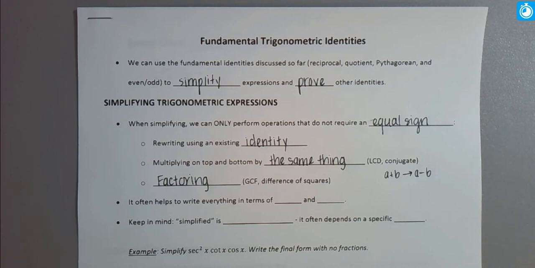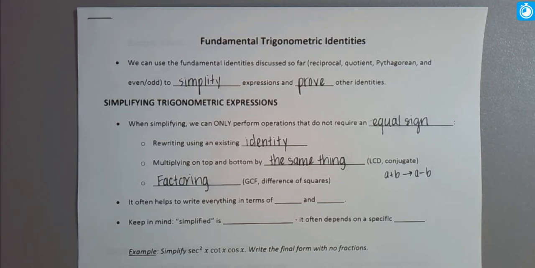Factoring may be useful. But notice all of these different strategies are not going to require us to do something on one side of an equal sign and the other side. Since we're not fundamentally changing the structure of our expression, we're just changing how it looks, we can make all of these changes without having to have some type of equal relationship set up at the very beginning.